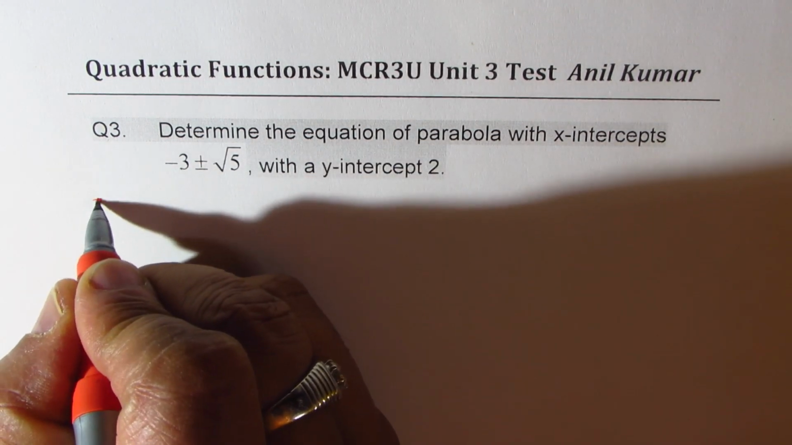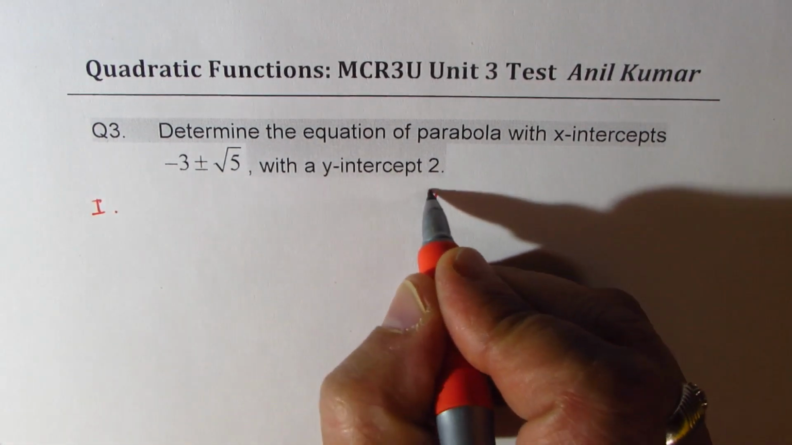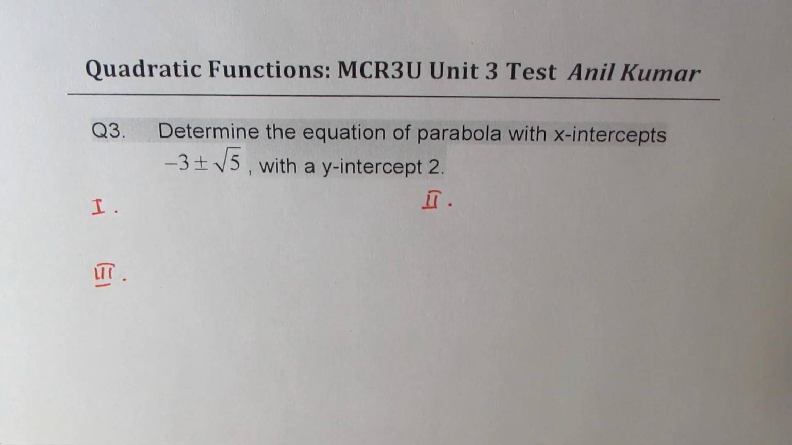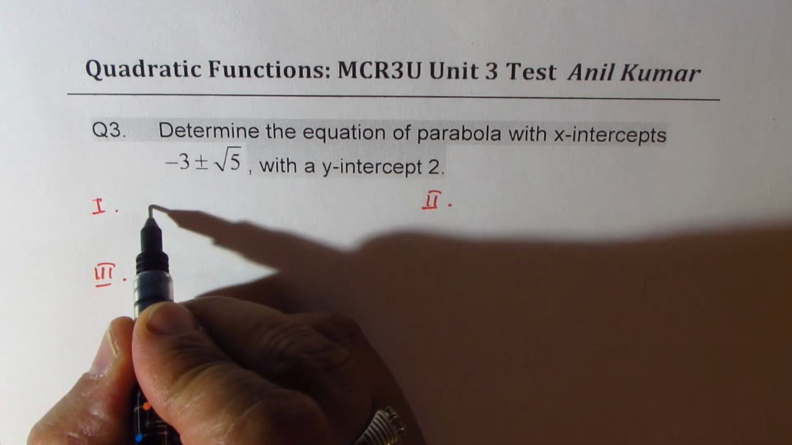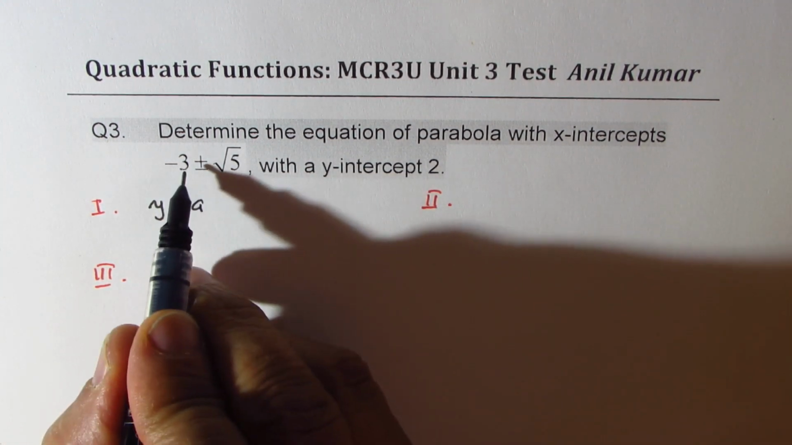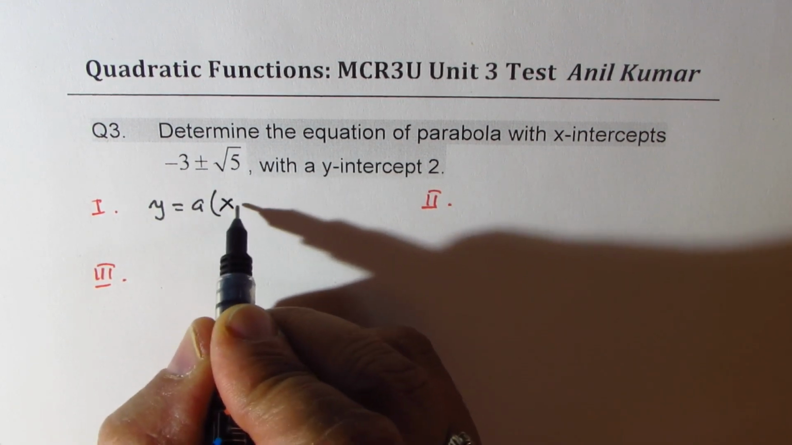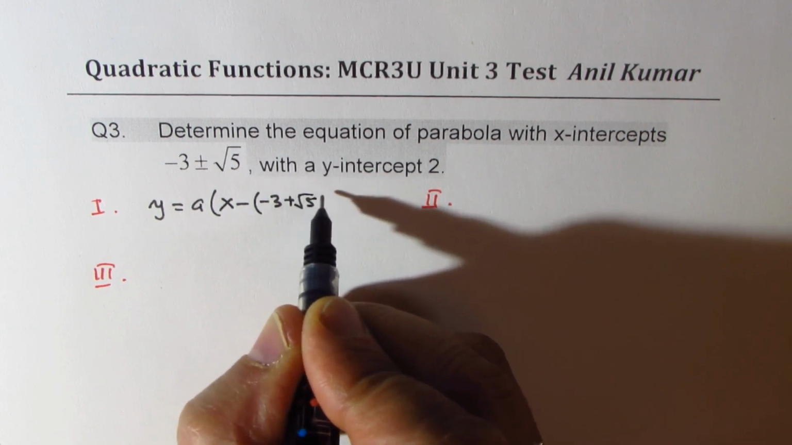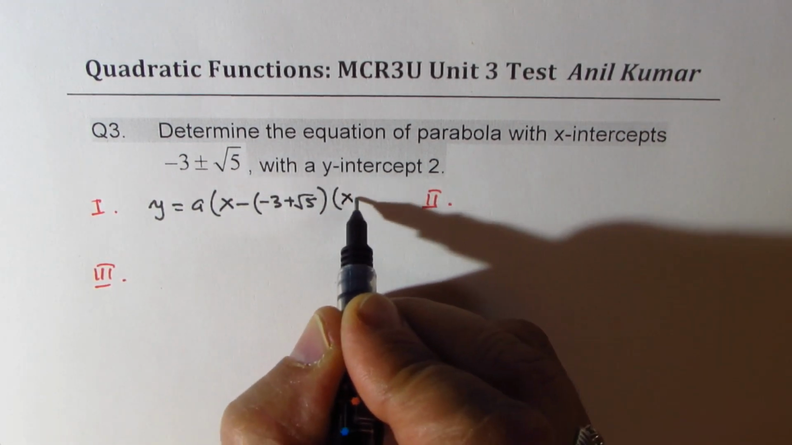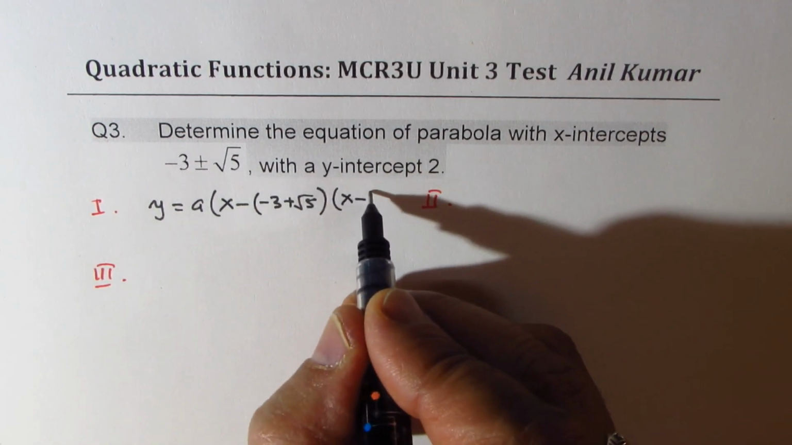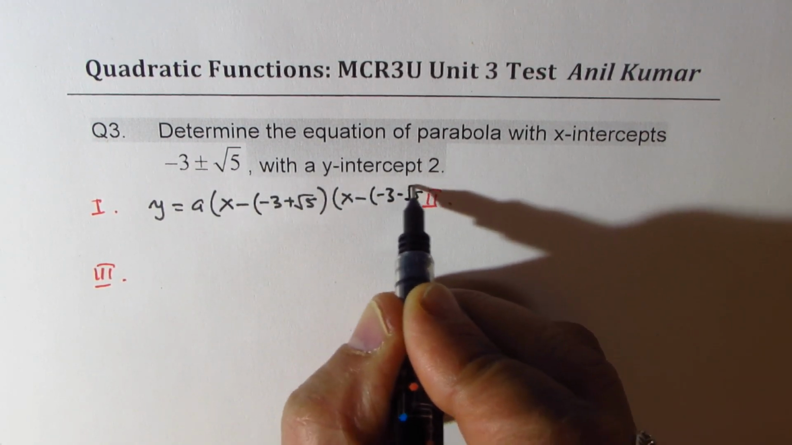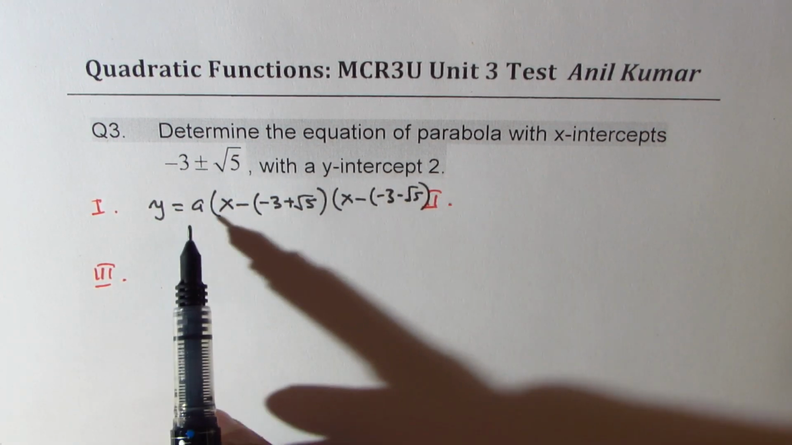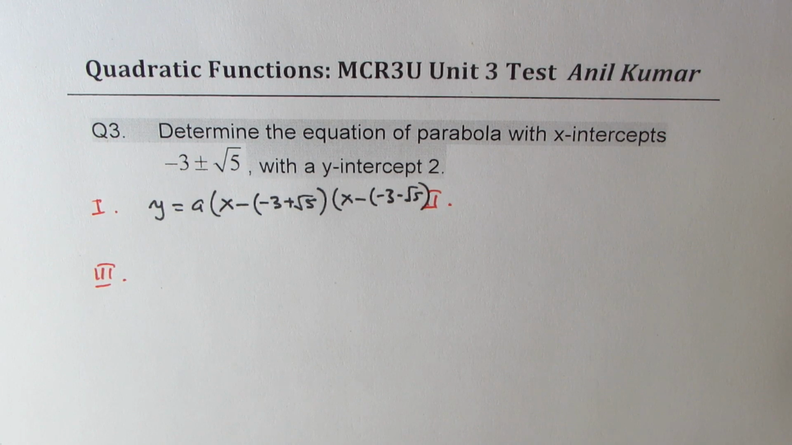Let me write those methods as method 1, method 2, and method 3. So I'll show you 3 different ways of doing it. One of them is you could begin by writing y equals a times, now these are the factors, that means x minus this one root, which is minus 3 plus square root 5, times x minus the other root, which is minus 3 minus square root 5, correct? Solve this equation and use the y-intercept to find a. That is one way of doing it, right?